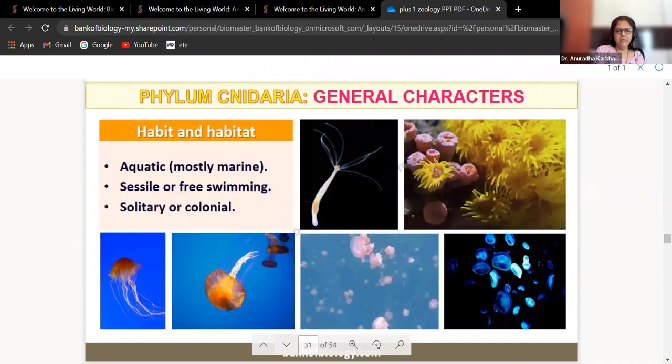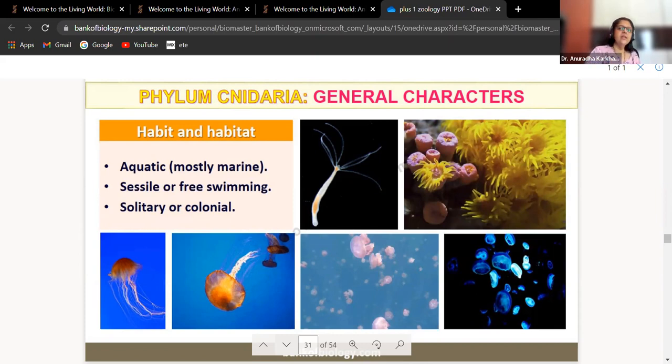Habit and habitat: they are aquatic, mostly marine, just like your sponges. They are sessile or free swimming. Sessile means attached to something, and they can freely swim. They could be solitary or they could be colonial, right?